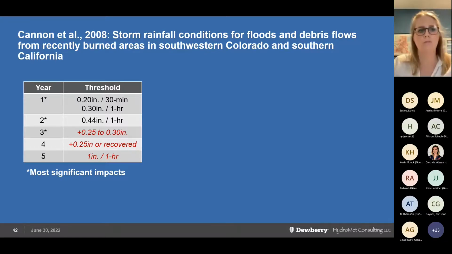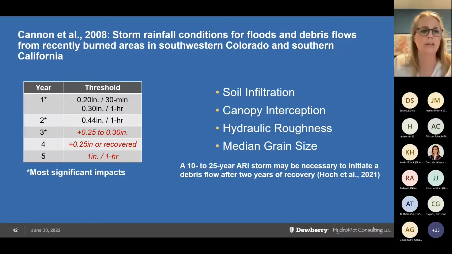And we've always heard the rule of thumb that about 0.25 inches in an hour, or 30 minutes, will typically cause debris flow issues. This came from the Cannon et al. article in 2008, where they looked at years 1 through 5 for burn areas, and they found the most significant impacts occurred in years 1 through 3. The thresholds were around that 0.25 inches an hour, which is typically what we start at when there's a new burn area for our forecasting system. It has the same threat tiers as the flood threat bulletin. So again, it's none, low, moderate, high impact.